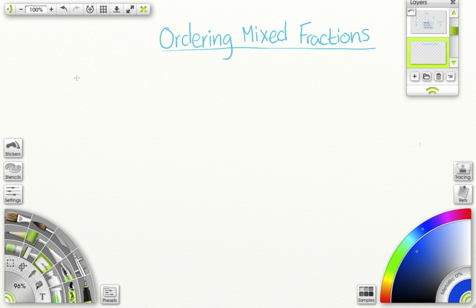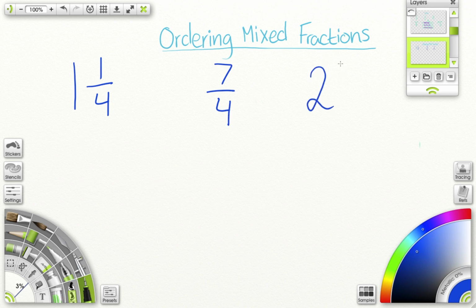I have 1 and 1/4. We have, let's not do 5/4, let's do 7 over 4, and this one will be 2 and 1/3. So I need to put these from least to greatest. So least will be over here, greatest will be over here.